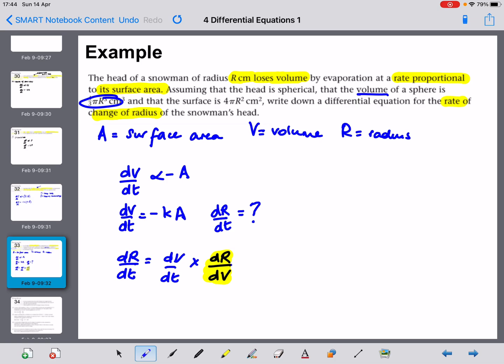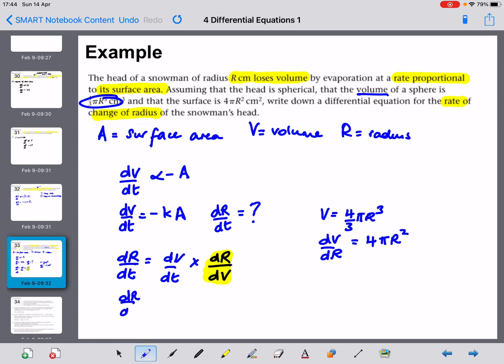It says the volume is 4/3 pi r cubed. So if the volume is 4/3 pi r cubed, then dV by dr, if I differentiate that, remember pi is just a constant, so we've got 12/3 pi, 12/3 is the same as 4, so 4 pi r squared. So I brought the power down and I've taken one off the power. Okay, right, so we'll put that in here.